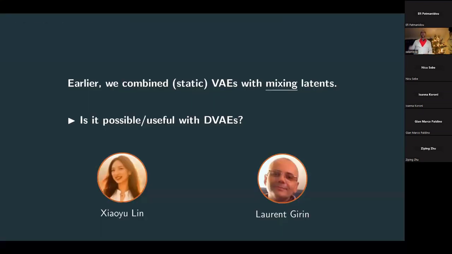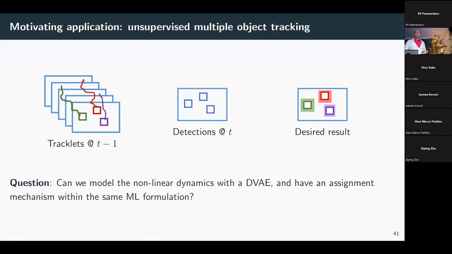All right, so the last thing I wanted to discuss before we come to the conclusions is that in the case of VAEs, beyond showing you that we could use multimodality, I have also shown you that we could combine this with other probabilistic mechanisms, such as the mixing variable, right? Another question is: is it possible to do this with DVAEs, or how useful is it, and to do what? So this was very recently accepted to Transactions on Machine Learning Research, and it's joint work with Xiao Yu and Loh.